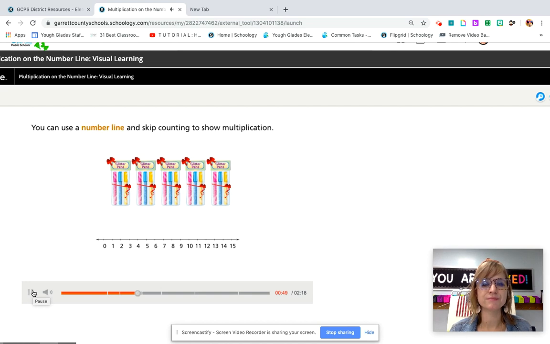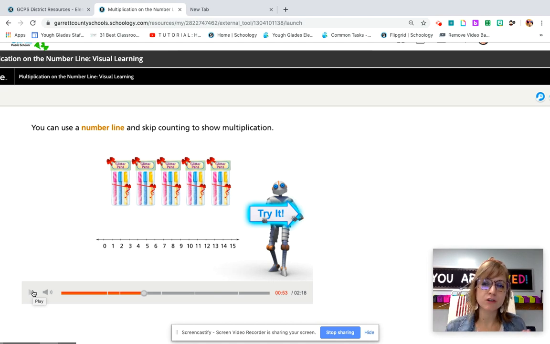You can use a number line and skip counting to show multiplication. Absolutely. So in order to do this, we would need to identify how many groups we have, because that is going to turn into our jumps. So instead of saying 5 groups of, we're going to say 5 jumps of. It's the same thing, just different wording. So we have 5 gift bags, 5 groups of 3 here. There are 3 pens in each bag, 5 groups of 3.